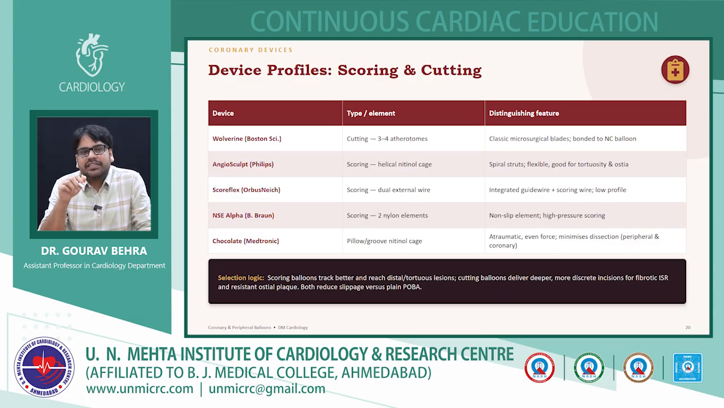So the selection logic is that a scoring balloon tracks better and suits distal tortuous lesions. Cutting balloon delivers deeper, more discrete incisions for fibrotic ISR and resistant ostial plaque.